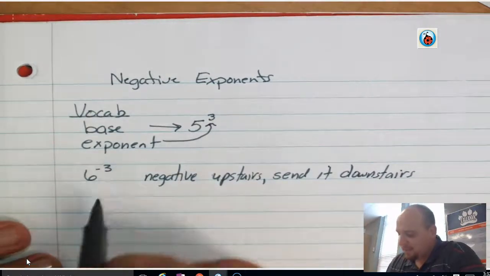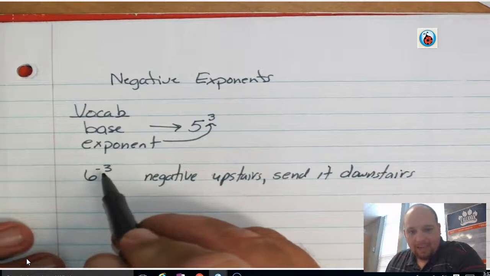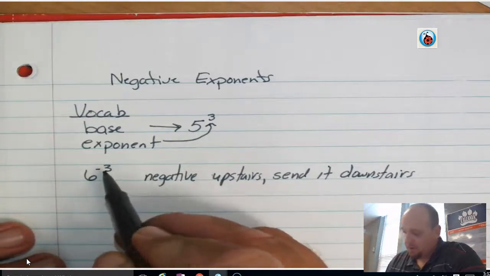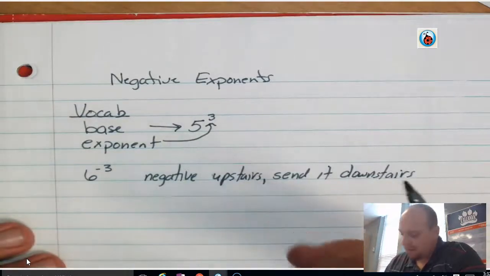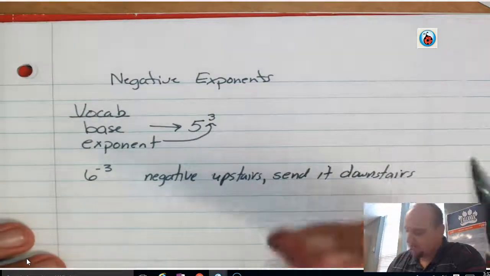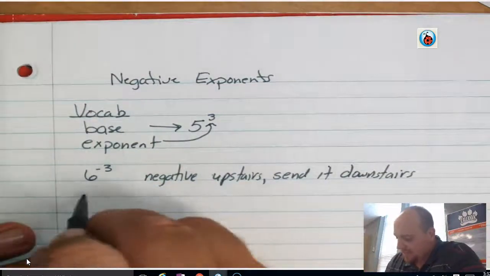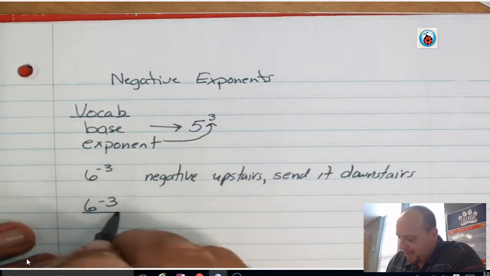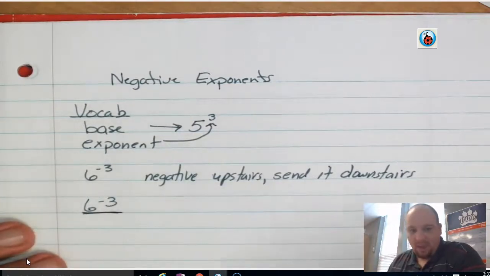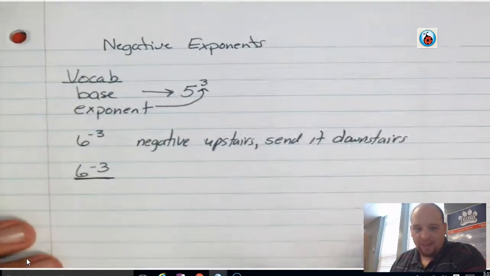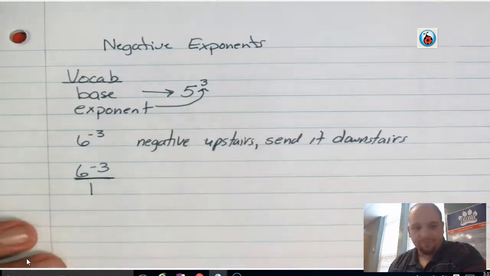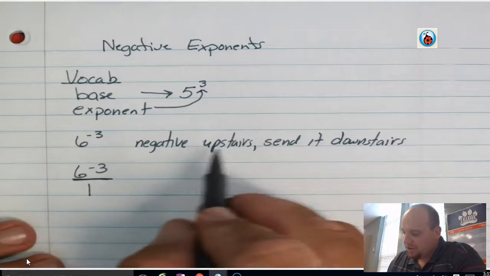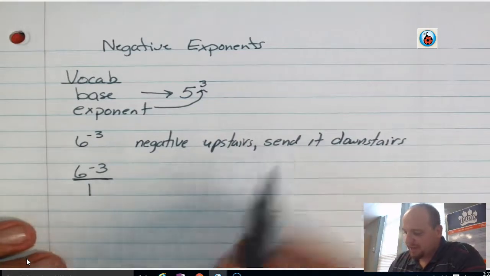So what that basically means is this. If I have a negative upstairs in my exponent, I'm going to send it downstairs, and basically I'm going to end up writing a fraction because of it. So I'm going to take this 6 to the negative 3 and write it down here. I'm going to put a line just like that, because right now if I wanted to write 6 to the negative 3 as a fraction, I'd put a 1 down here. And we're going to use this saying, negative upstairs, send it downstairs.